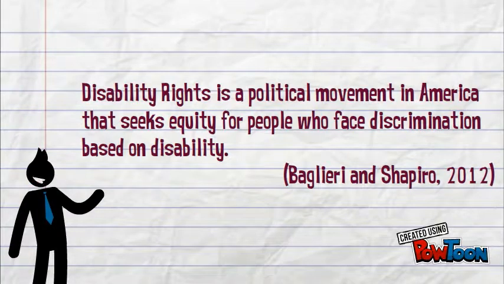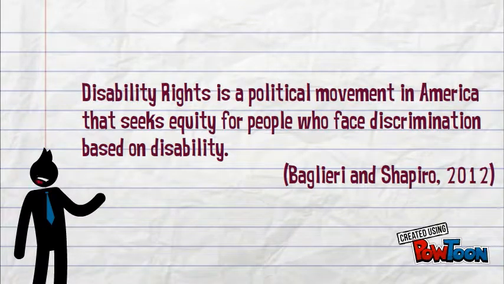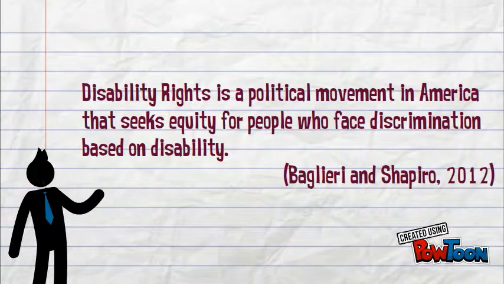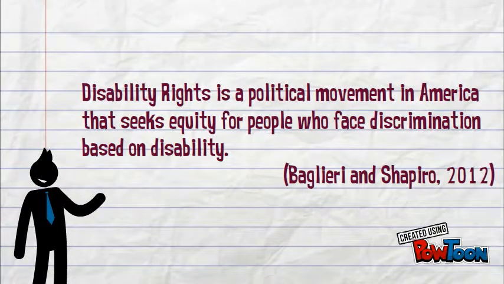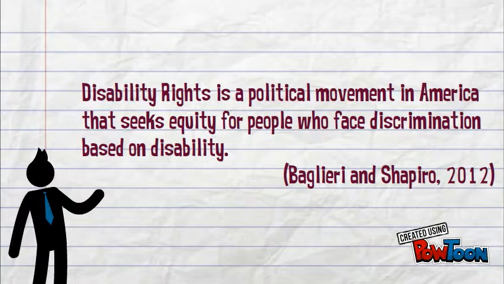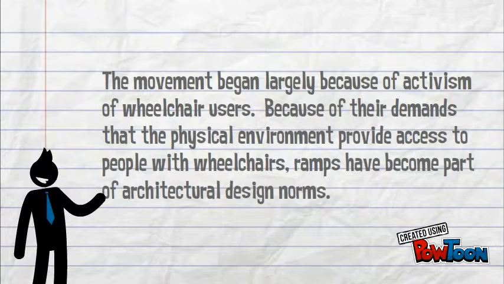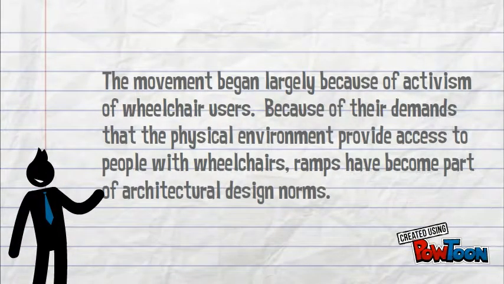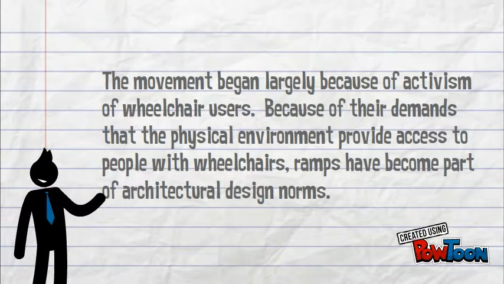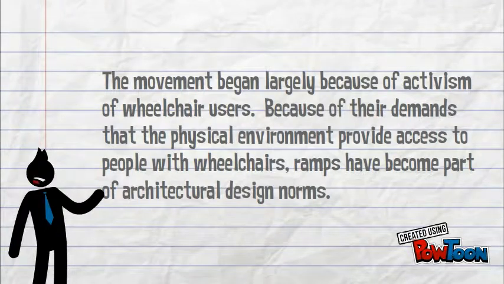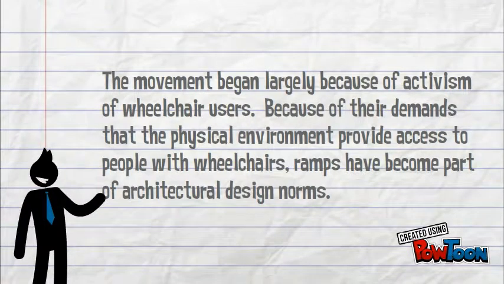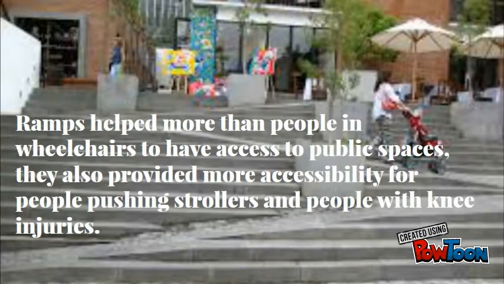Disability rights is a political movement in America that seeks equity for people who face discrimination based on disability. The movement began largely because of activism of wheelchair users, because of their demands that the physical environment provide access to people with wheelchairs. Ramps have become a part of architectural design norms. Ramps helped more than people in wheelchairs to have access to public spaces. They also provide more accessibility for people pushing strollers and people with knee injuries.